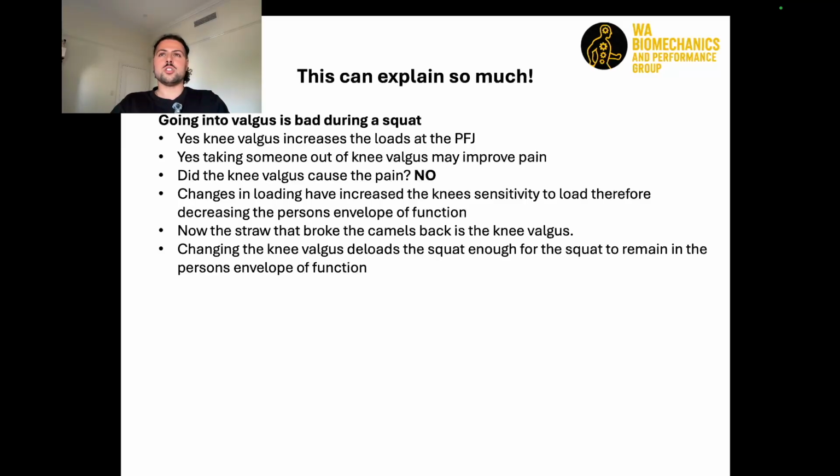So you're doing a symptom modification to deload some of the knee. However, that's not because the knee valgus is bad, right? You're just doing a nice symptom modification on that task.